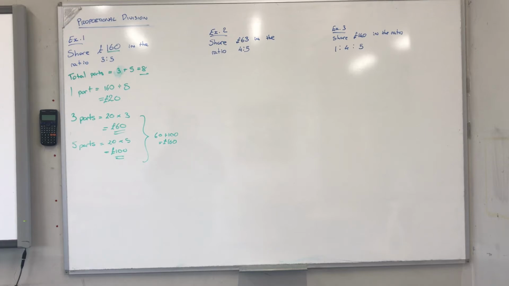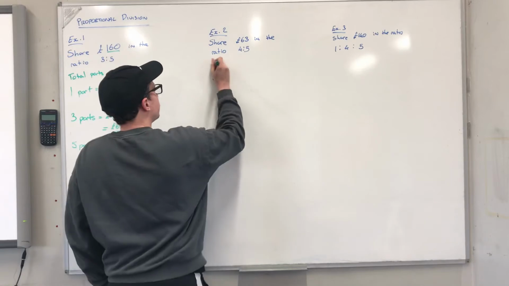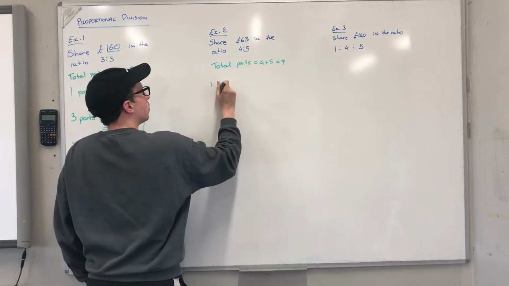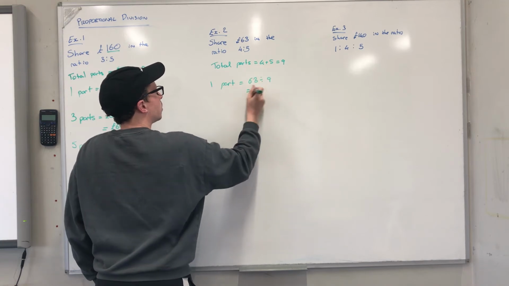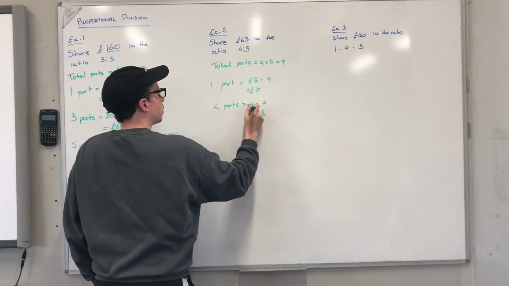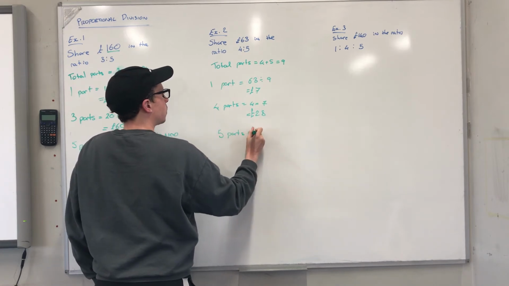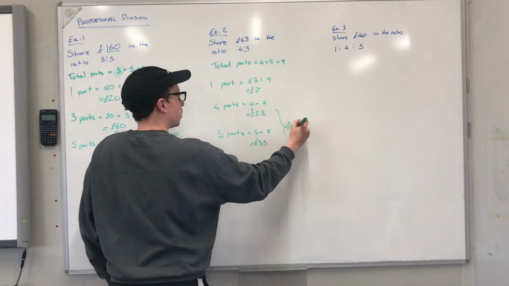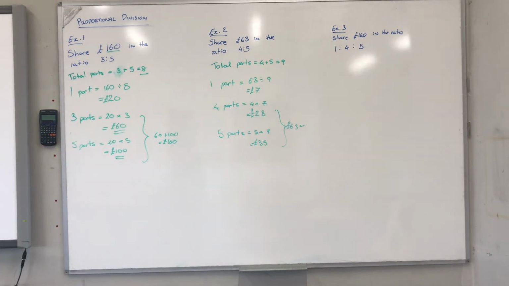So let's share £63 in the ratio of 4 to 5. We've got 9 total parts, and then 63 divided by 9 is 7, so one part equals £7. 4 parts will be 4 times 7, which is 28, and 5 parts will be 5 times 7, which is £35, and then just to check, 28 plus 35 is indeed £63, so I'm correct.